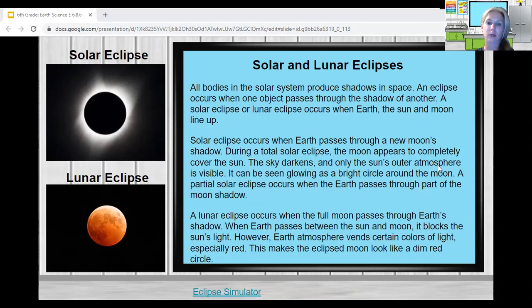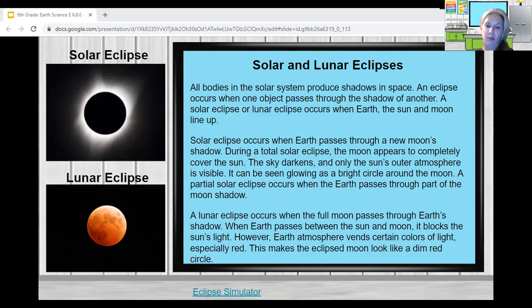A solar eclipse or a lunar eclipse occurs when Earth, the sun, and the moon line up. So a solar eclipse occurs when the Earth passes through the new moon's shadow. The new moon gets in front of the sun, but it casts a shadow on the Earth. During a total solar eclipse, the moon appears to completely cover the sun. The sun darkens, and only the sun's outer atmosphere is visible. It can be seen glowing as a bright circle around the moon.